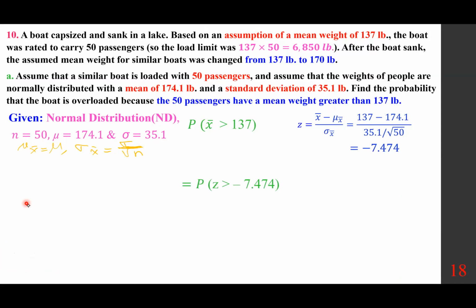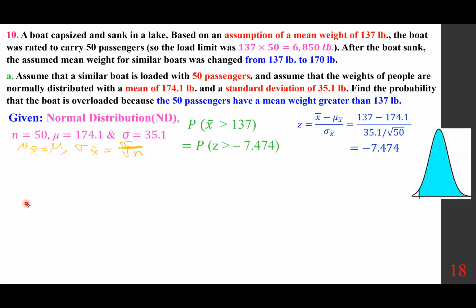Probability of Z larger than that number, it's almost one. That negative 7.474 is way beyond negative 3.5. Remember, within three standard deviations on both sides, we cover almost everything, 99.7%. So this covers one, and you can even use technology to see that's the answer. So 100% almost. So the probability that the mean is larger than 137 is huge. It's 100%.